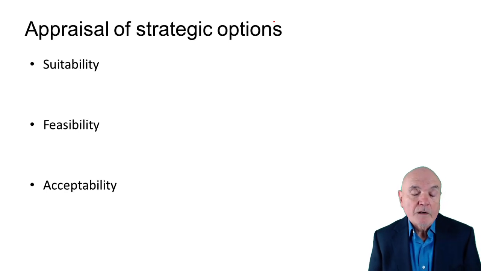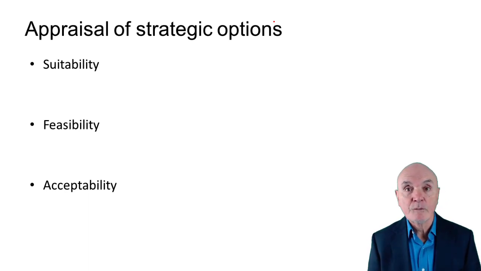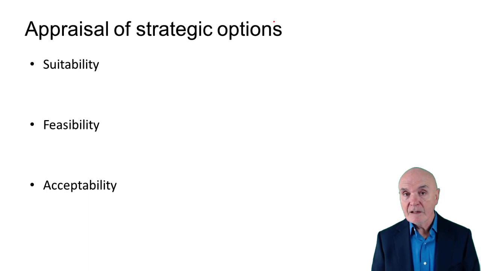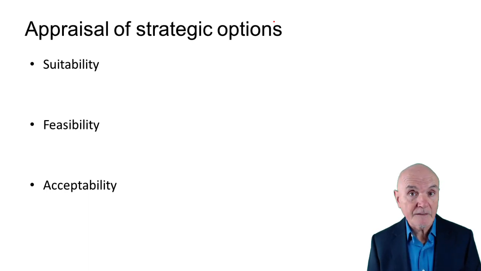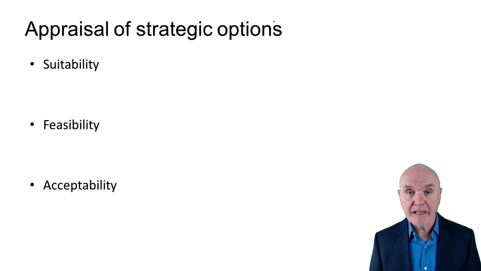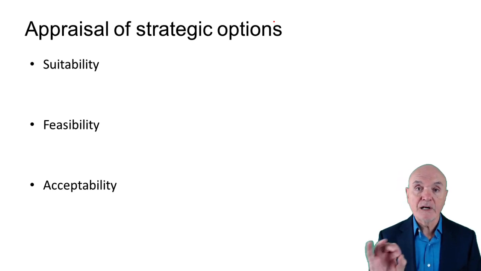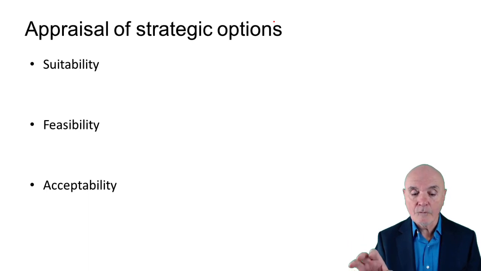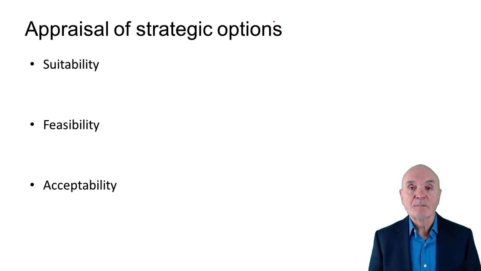Feasible, very often surrounding resources. Do we have the resources to deliver that sort of strategy? Do we have the right technical staff, maybe? Do we have the right reputation to go to our clients and suddenly say, we're going to embrace this glittering new development, the Internet of Things? And then acceptability. Is it acceptable to our shareholders, for example? Is it acceptable to our clients?